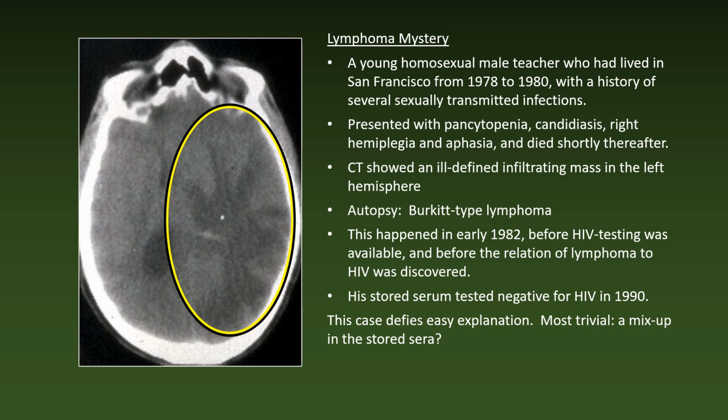This happened in early 1982, before HIV testing was available and before the relation of lymphoma to HIV was discovered. To our great amazement, his stored serum tested negative for HIV in 1990. This case defies easy explanation. Is it a reminder that brain lymphoma occurs in HIV-negative persons, albeit rarely? Or, more trivially, that 2 tubes were mixed up?